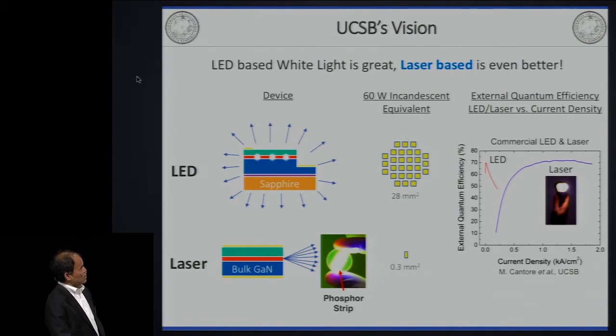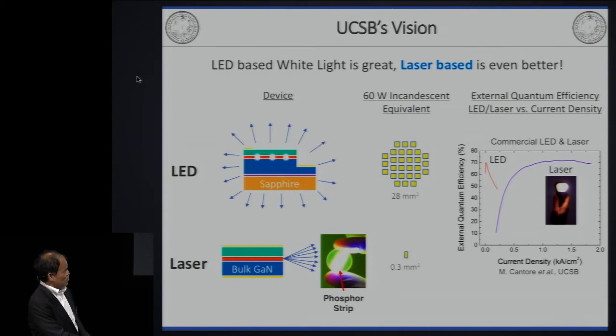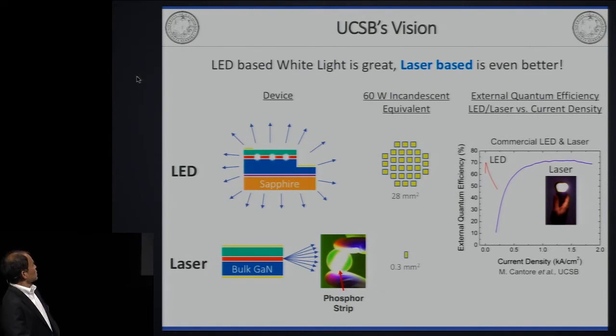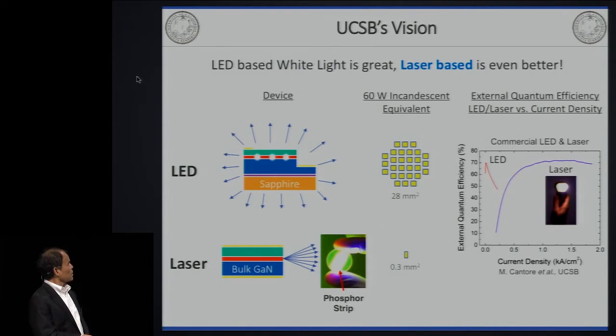In the case of blue LED, with increasing current density, efficiency becomes small. So we cannot increase the current. If we increase the current density to around this order, almost zero, no light. But in the case of laser diodes, efficiency is still very high at high current. For example, when we make a 60 watt incandescent bulb lamp using LEDs, the emitting area becomes this area, 28 square millimeters, because we have to reduce the current density around here. But in the case of a laser diode, we can increase the current density around here. We can use a tiny chip. So using a laser diode, the chip is small and the whole system is small.